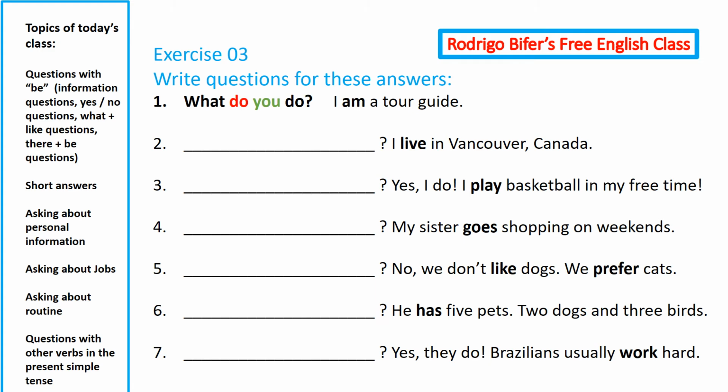So what do you do? O que você faz? And then, eu sou guia turístico. O que eu faço? Minha profissão. What do you do? I'm a tour guide. Just remember this verb do. Now look at number 2. What's the verb in answer number 2? It's the verb live. Live means morar, viver.